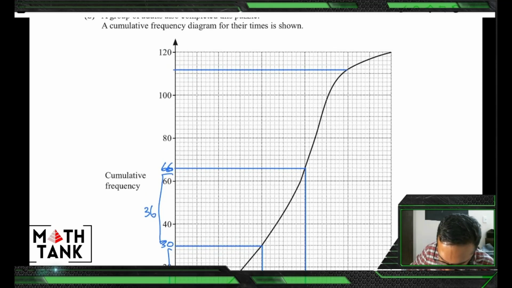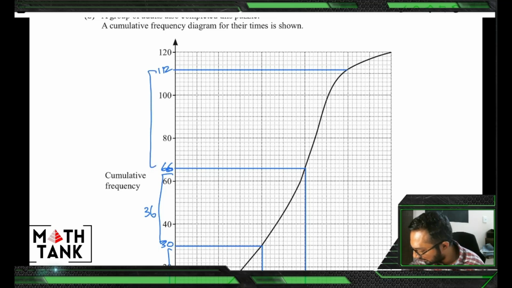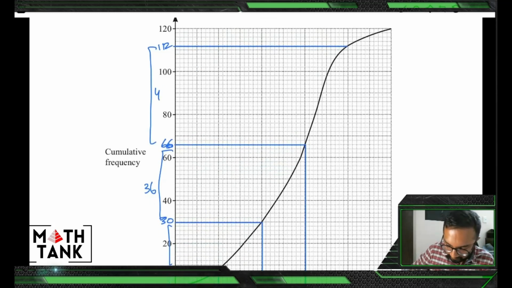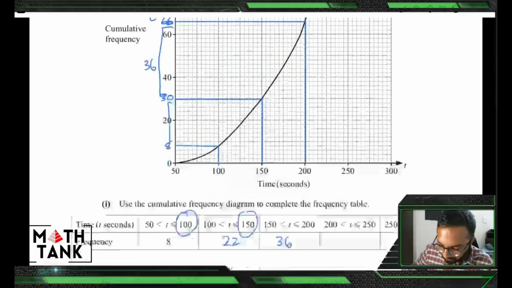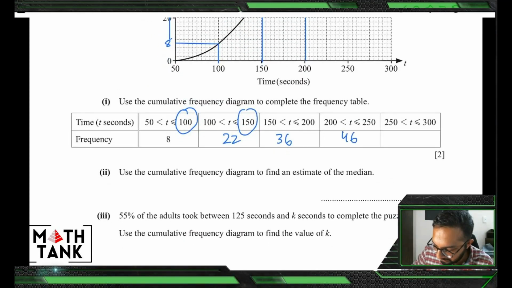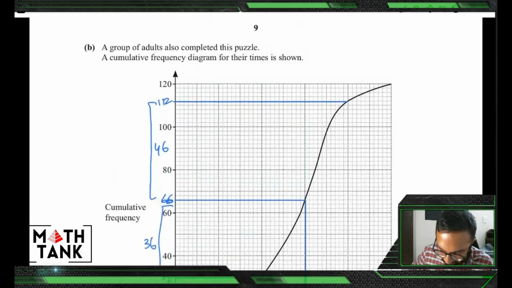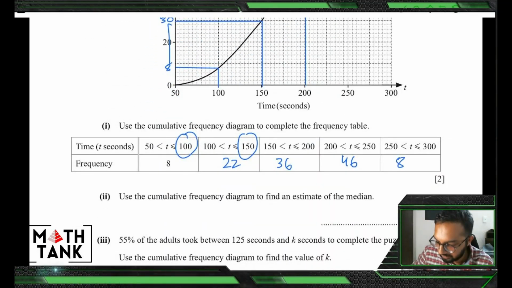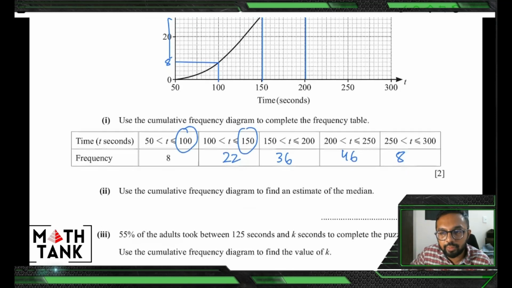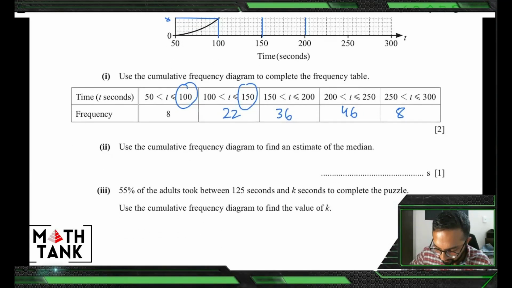That's about 112. So what's 112 minus 66? It's 46. I've added 46, and that last one is 120, so 112 minus 120 is 8. Okay, just to be sure, I'm going to add up all the frequencies and see if they add up to 120, to check I've done my question correctly. Yes, they add up to 120, which means I've written down the frequencies correctly.